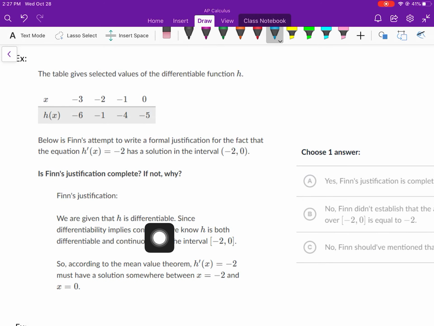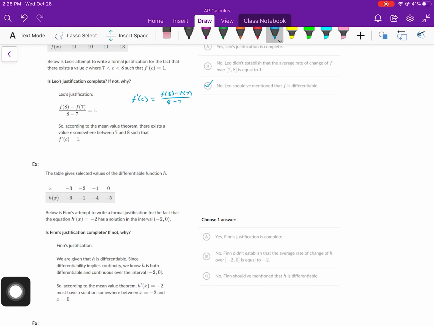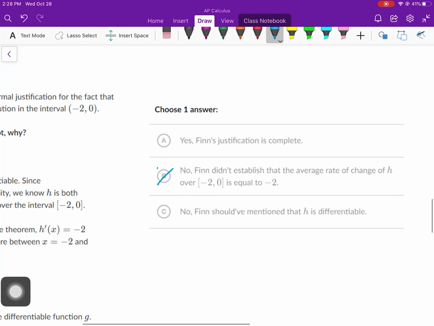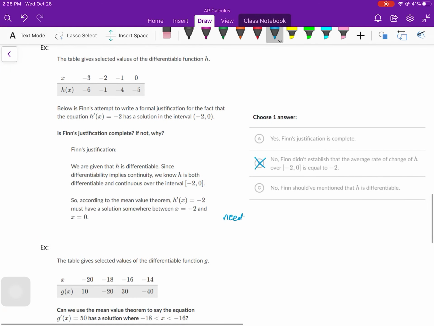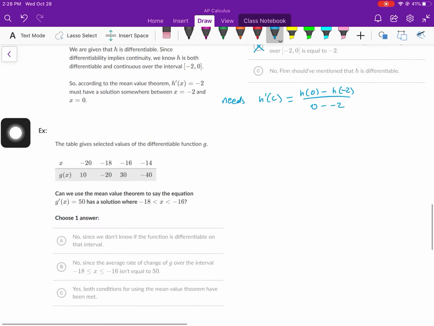Finn's justification, we're given that h is differentiable. Since differentiability implies continuity, you know h is both differentiable and continuous. Great, he established that. So according to the mean value theorem, h prime of x equals -2. Well, hang on. He never established this part. He never showed the average rate of change was -2. We need that part. So no, he didn't establish that. He needs to show that h prime of c equals h of 0 minus h of -2 over 0 minus -2, my bad. But he needs to show that. It might be true, we could do this problem, it might be true from -2 to 0. If you do that average rate of change, it might work out.